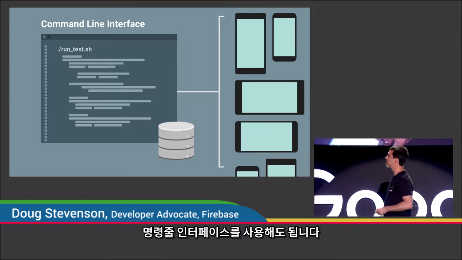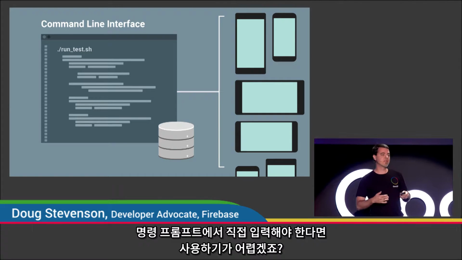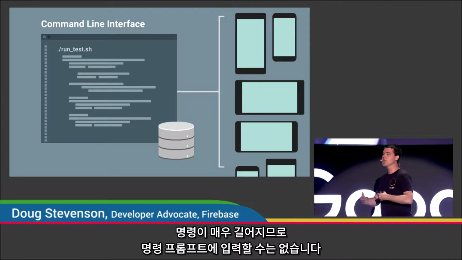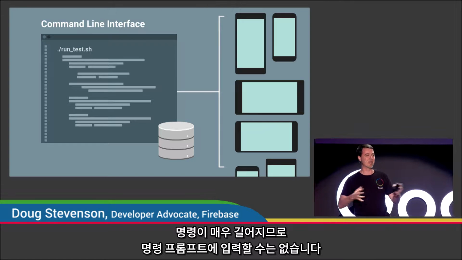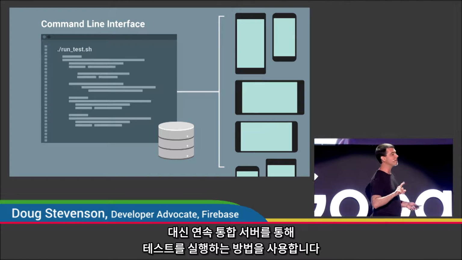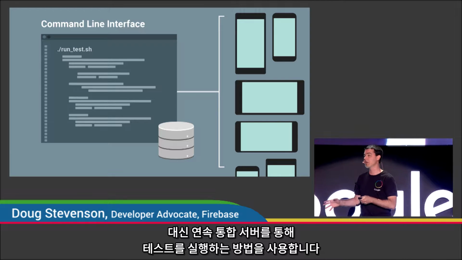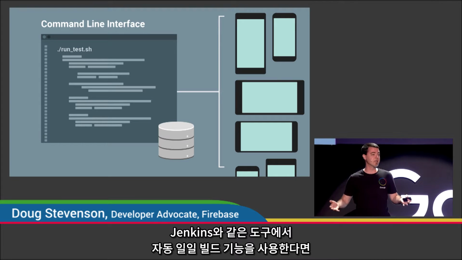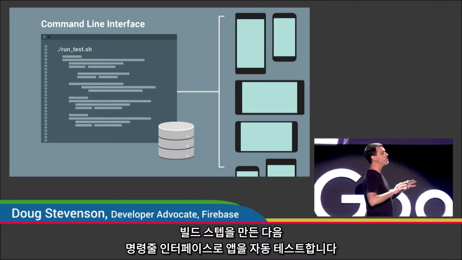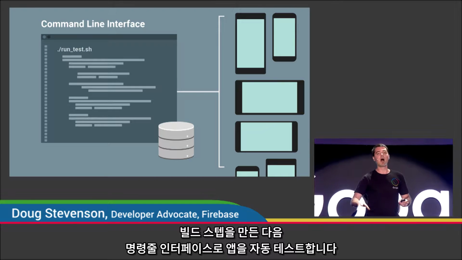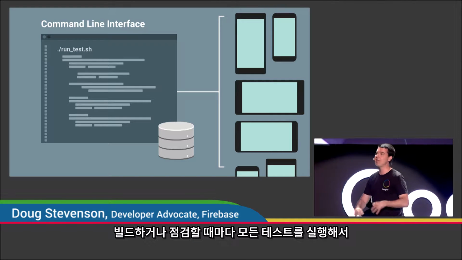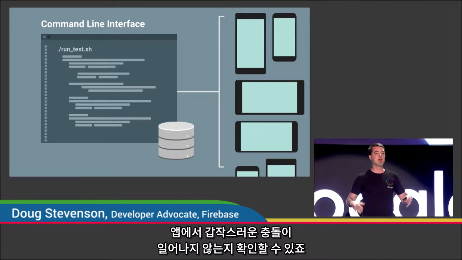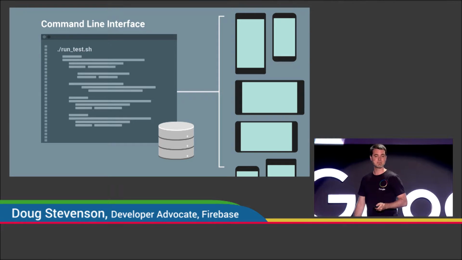A third way of running your test is through a command line interface. Now, this can be difficult to use if you're typing it in at the command prompt. We actually don't intend for you to type this at the command prompt because the commands can be very long. But what you can do with this is run a test through your continuous integration server. So if you're using a tool like Jenkins to do automatic daily builds, you can create a build step, and in that build step, use the command line interface to automatically test your app. So for every build, even every check-in, you can run and make sure all of your tests are working and verify your app doesn't start breaking all of a sudden.